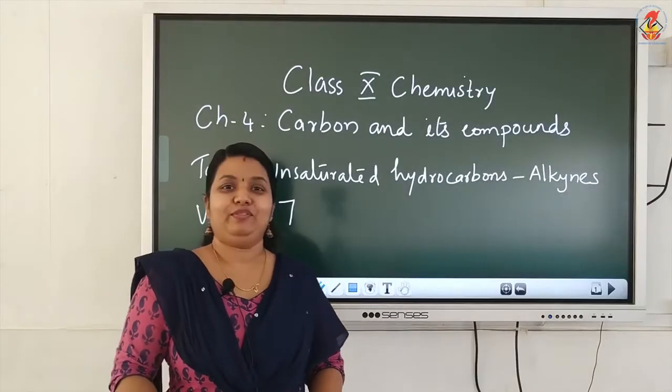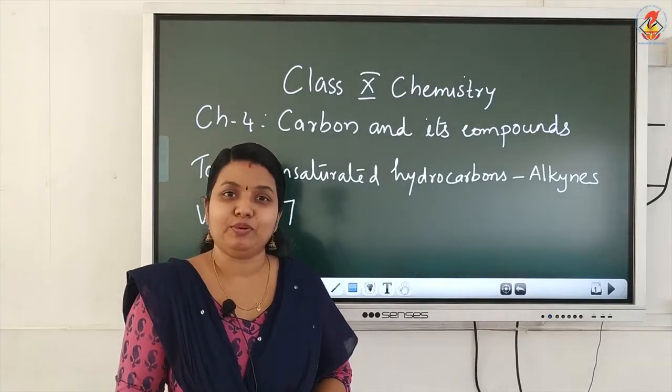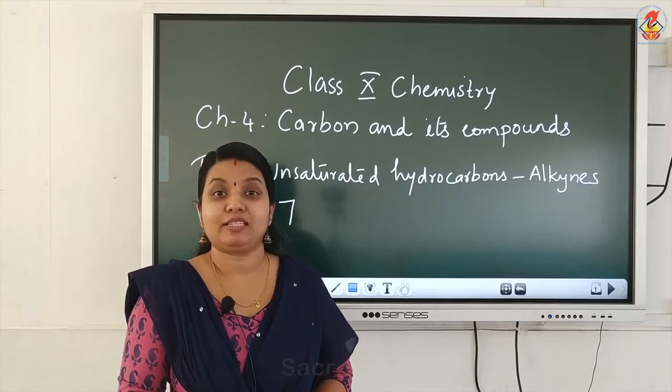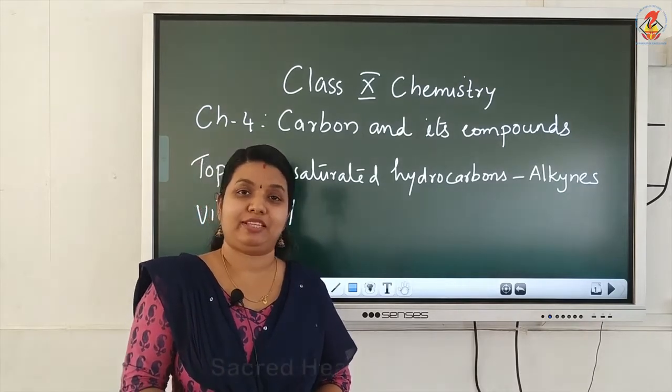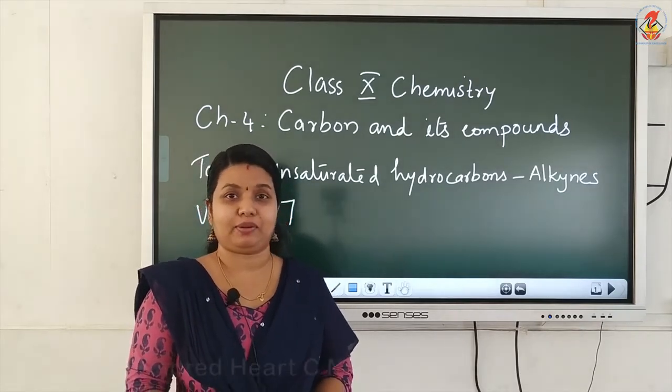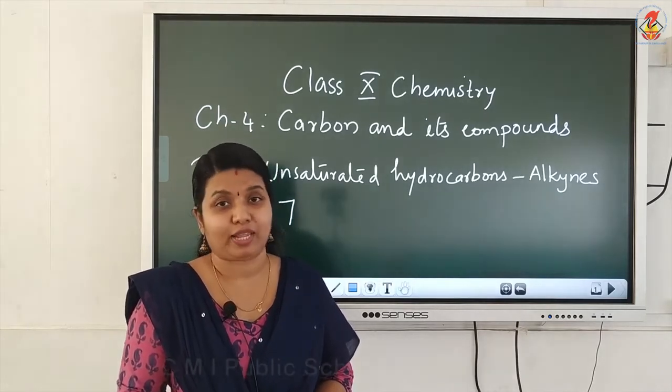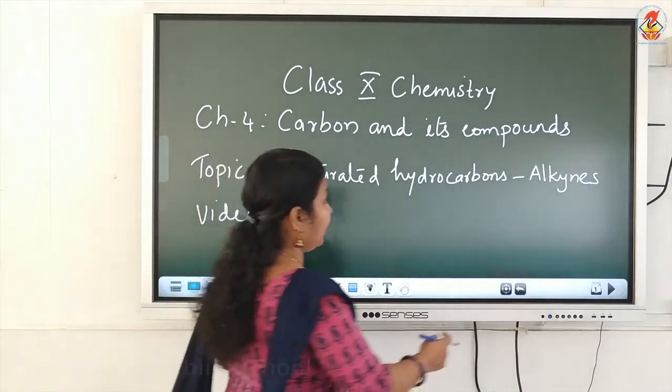Hi children, we continue with our chapter 4, carbon and its compounds. In the last class we learned about unsaturated hydrocarbons. Actually there are two types of unsaturated hydrocarbons, alkenes and alkynes. Last class we learned about alkenes, today we will learn about alkynes.